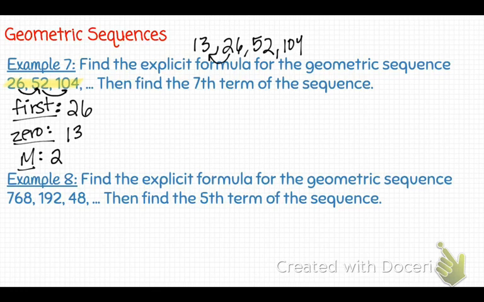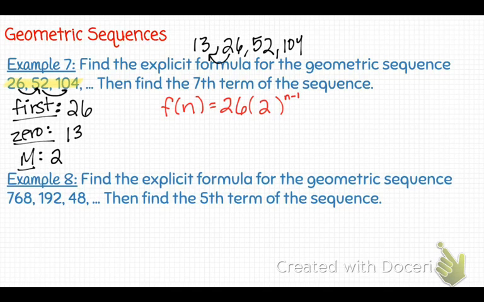Okay? So if I'm writing my first term, I have f of n equals, and my equation is right here up on the board. My first term is 26. And what goes inside my parentheses? 2. And then I raise it to what power? N minus 1, because that's my first term.